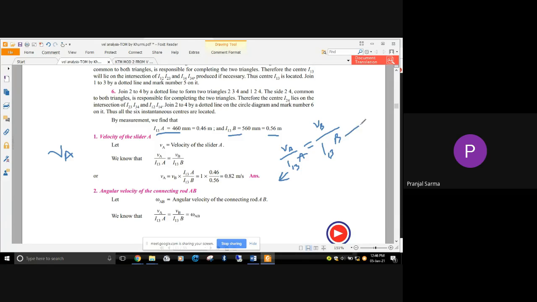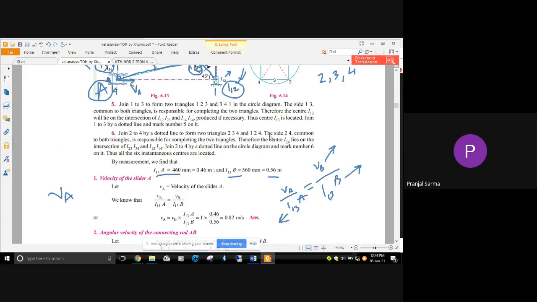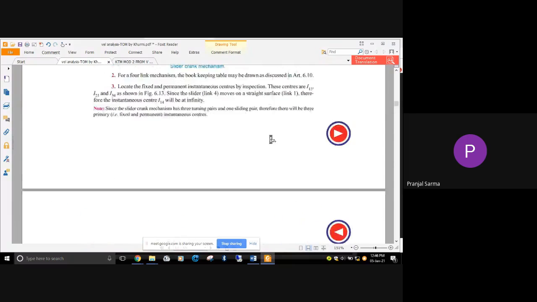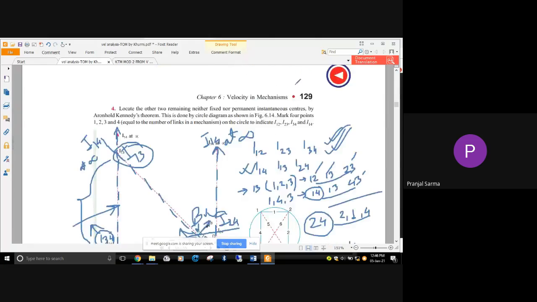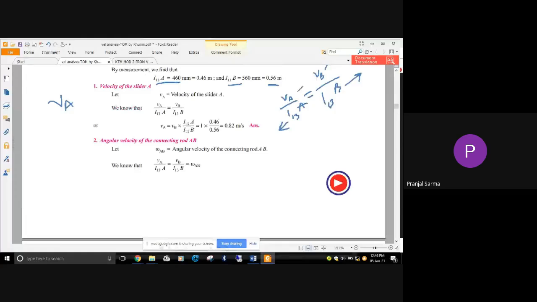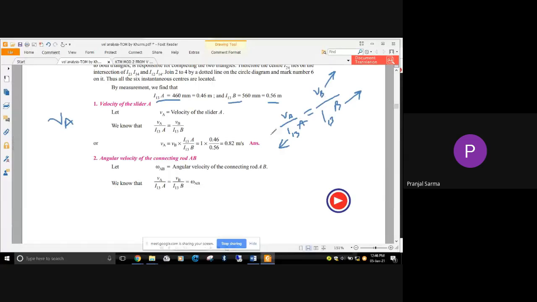I13A and I13B are already found from our previous knowledge. VB we have also found, because we obtained VB as 1 meter per second. So what is unknown? VA is unknown. Out of these four parameters, three are already known, so the only unknown is VA. If you solve it, you are going to find the VA value as 0.82 meter per second.